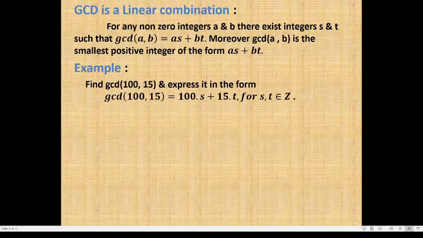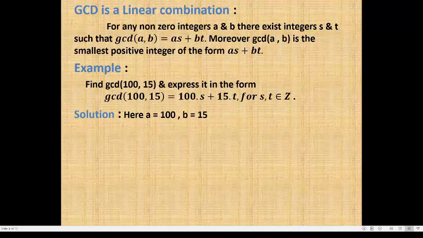Example: find GCD of 100 and 15 and express it in the form GCD of 100 and 15 is equal to 100 into S plus 15 into T, for S and T belonging to the set of integers. Solution: here A is equal to 100 and B is equal to 15. See here, A and B both are positive integers, so we take A greater than B. That's why here A is 100 and B is 15.